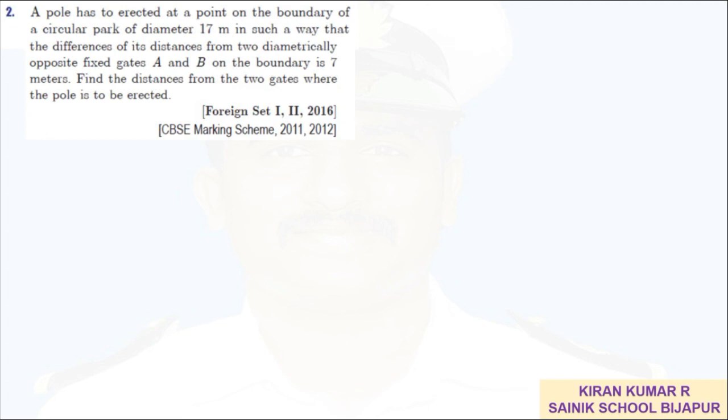Second question. A pole has to be erected at a point on the boundary of a circular park of diameter 17 meter in such a way that the differences of its distances from two diametrically opposite fixed gates A and B on the boundary is 7 meters. Find the distance from two gates where the pole is to be erected. Let me draw a suitable diagram for that.